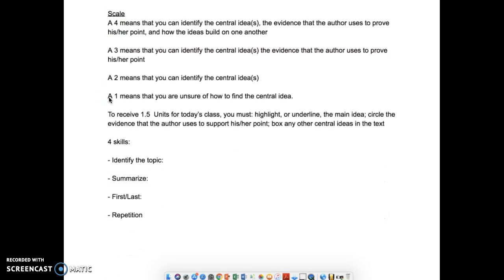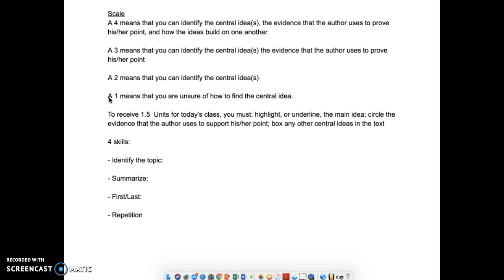4, 3, 2, 1. A 4 means that you can identify the central idea or ideas, the evidence that the author uses to prove his or her point, and how the ideas build on one another. A 3 means that you can identify the central ideas and the evidence that the author uses to prove his or her point, but you're not really looking at how those ideas build on one another. A 2 means that you can identify the central idea, but you're not really showing me evidence, and a 1 means that you're unsure of how to find the central idea.